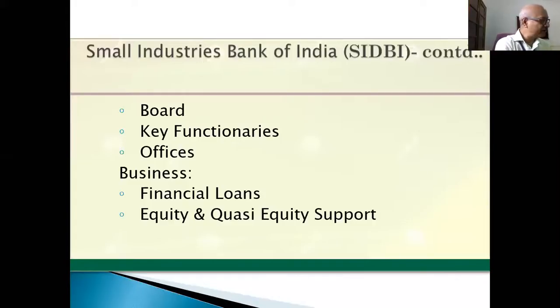Now, let us see a bit of the structure of this institution, just for academic interest. It has a board at the top, which is the main policy making body that lays down the policy for the bank. The board consists of a chairman, or what is known as chairman cum MD, CMD, and there are two DMDs working there.